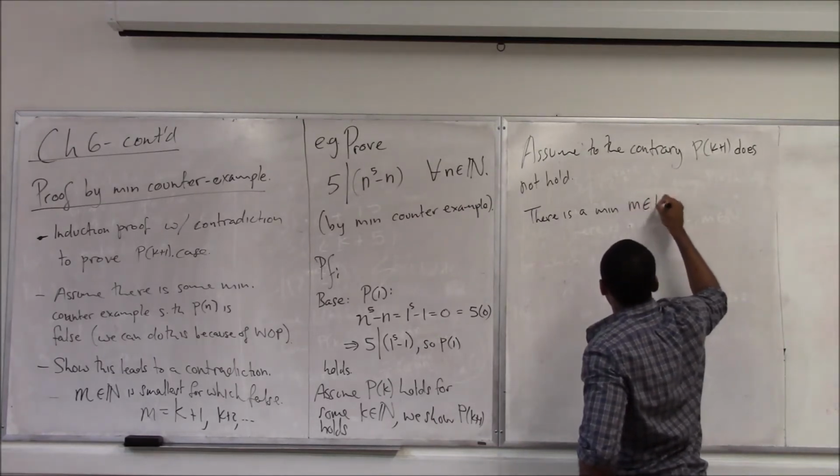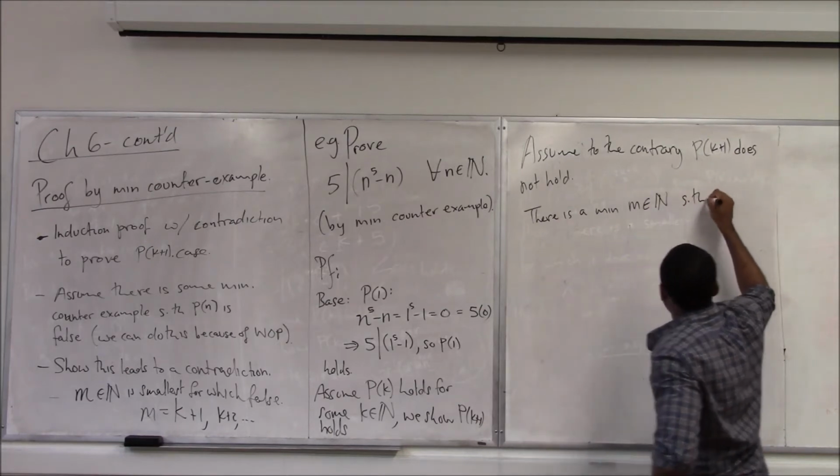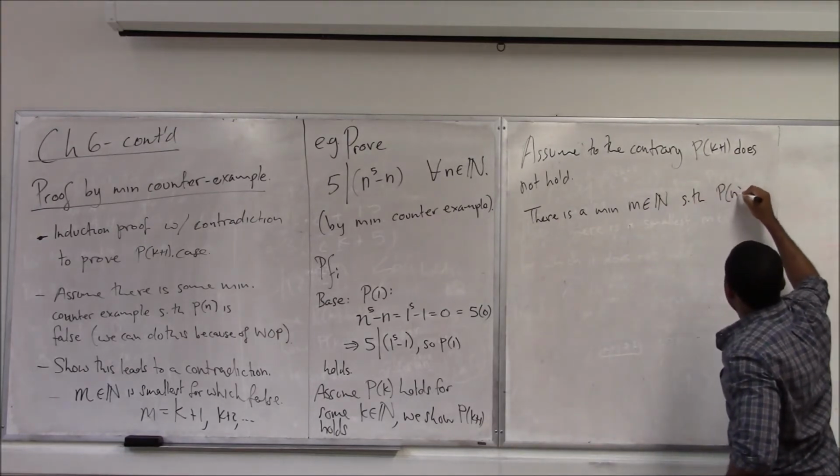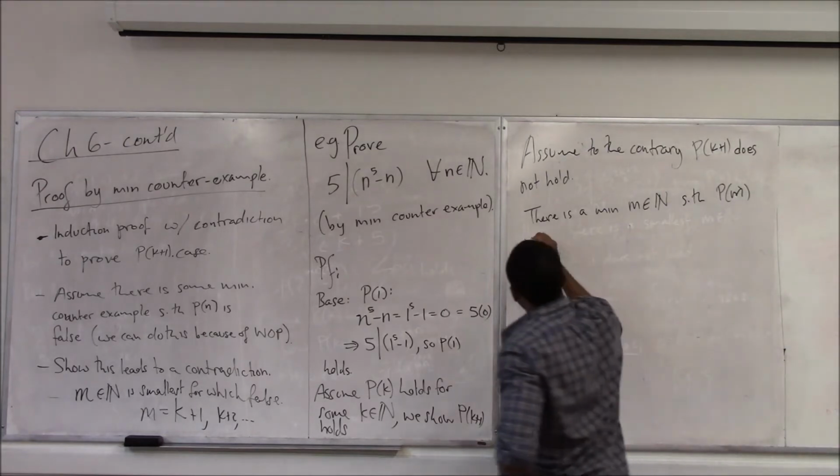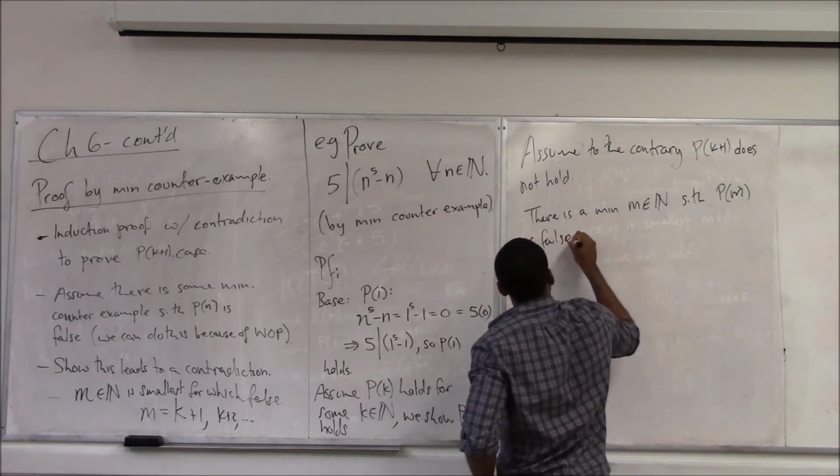There is an m in N such that P(m) is false.